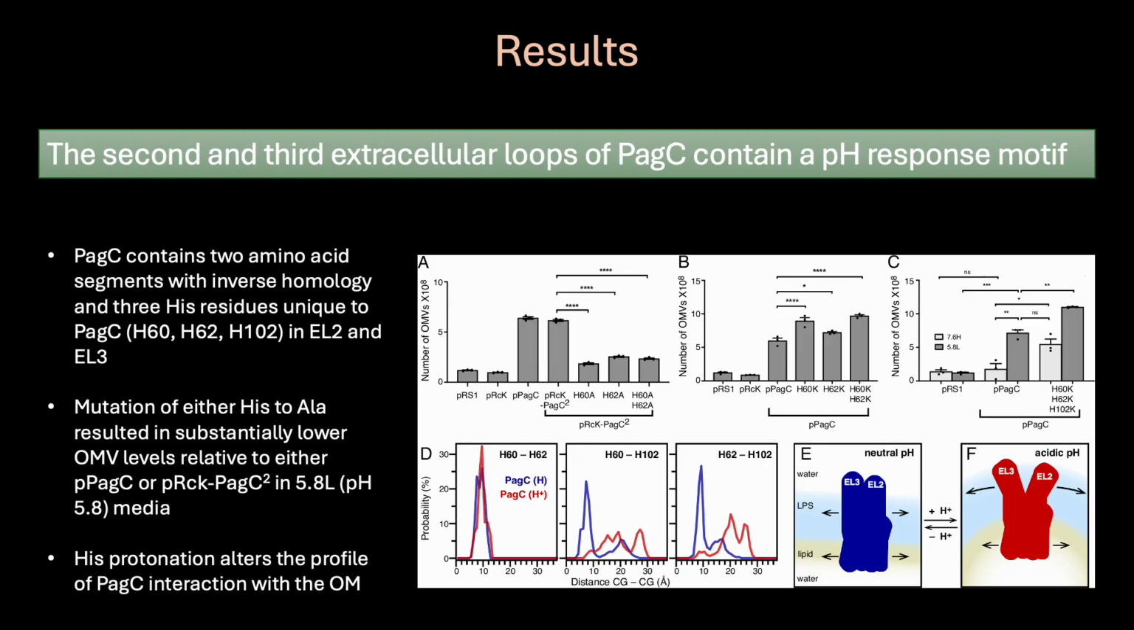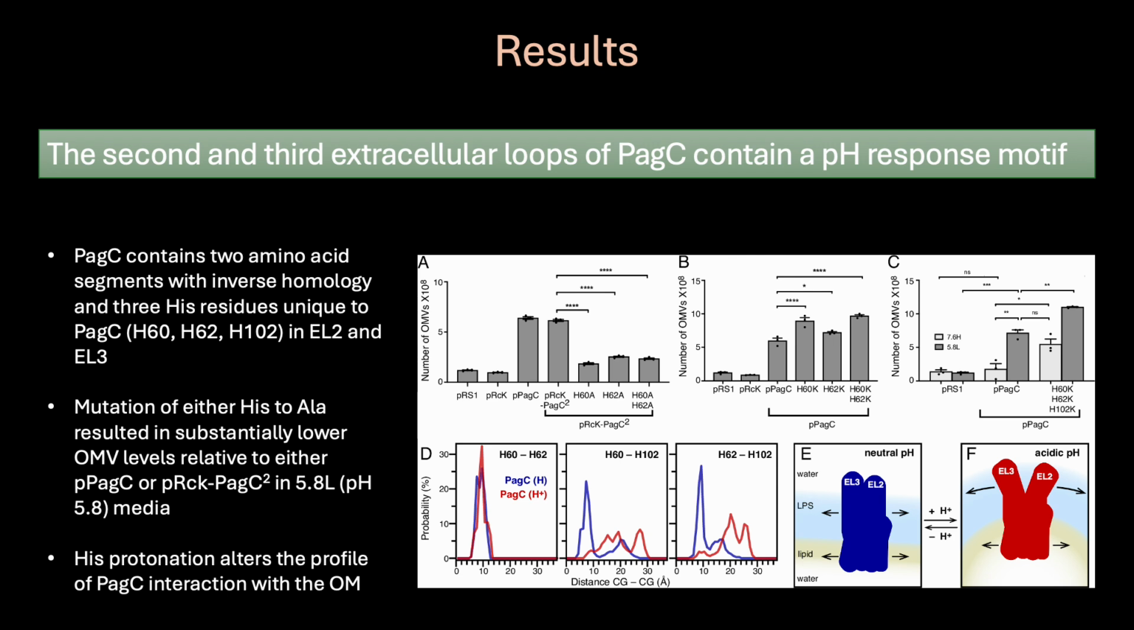However, similar basic residues in RCK and L do not activate OMV production, so they wanted to see why this was the case in PAC-C. So they analyzed them even further, and they found that PAC-C contains 2 amino acid segments with inverse homology and 3 histidine residues unique to PAC-C, which include H60, H62, and H102 in the EL2 and EL3, with a pKa, or acid dissociation constant, of about 6, which makes it susceptible to protonation.